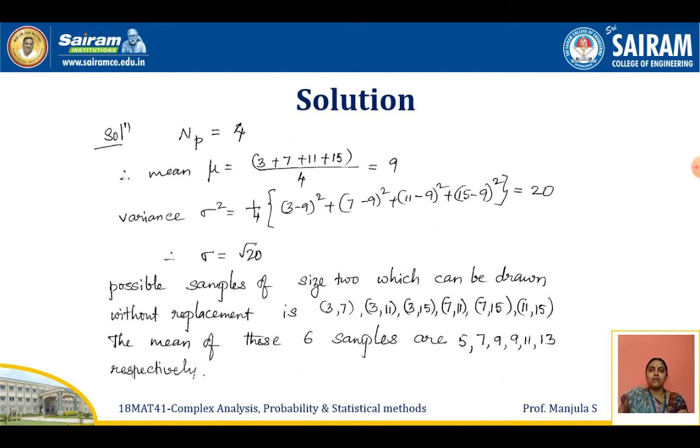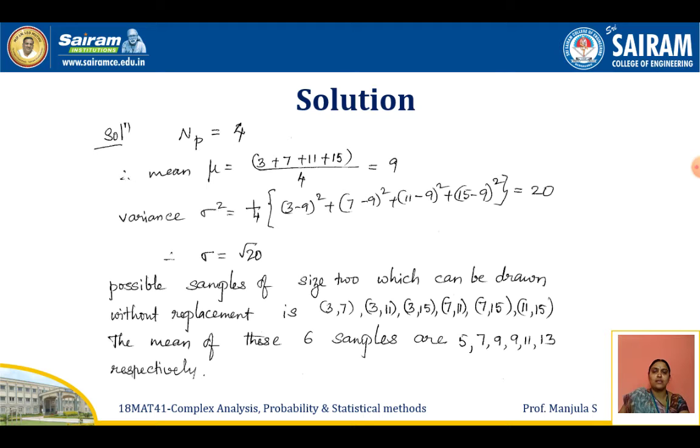Clearly, capital N, the population size, is given as 4 because 4 numbers are given. Now we'll find mu, the mean of the population. Add the 4 numbers and divide by 4, so we get mu equals 9. Now we'll find the variance and standard deviation.